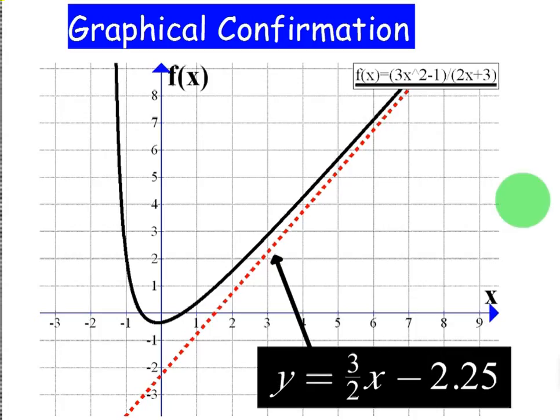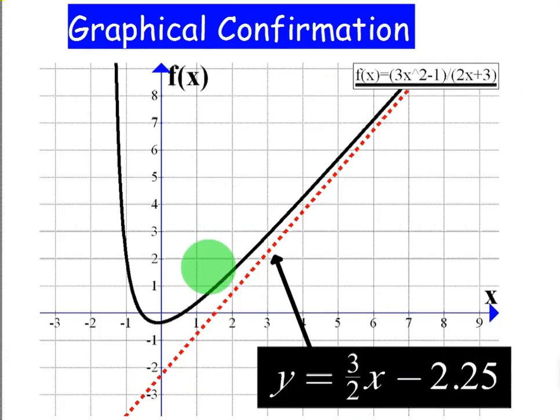I graphed this, and here's the graph of the function 3x squared minus 1 over 2x plus 3. As you can see, it is formed by this asymptote, and we found an equation for this dotted line. This was the equation we found. y equals 3 over 2x minus 9/4, which is 2.25. If you look at the graph, you can see it intersects at negative 2.25, has a slope of plus 3 over 2. But again, not all rational functions have slant asymptotes.